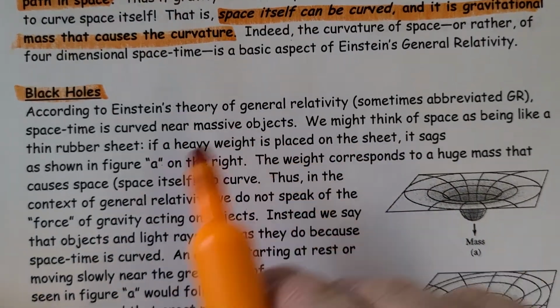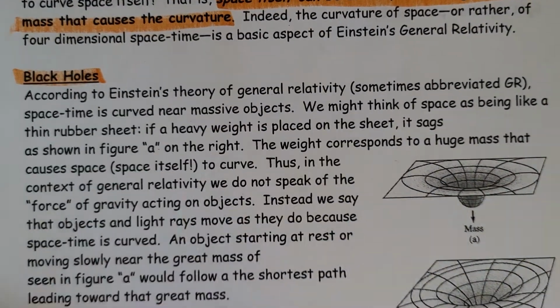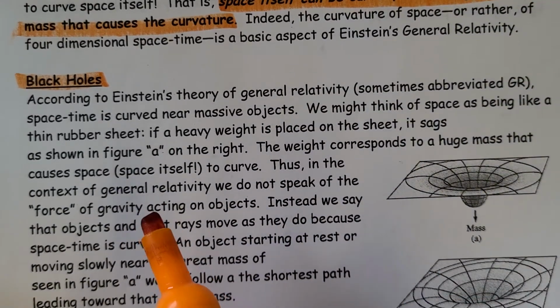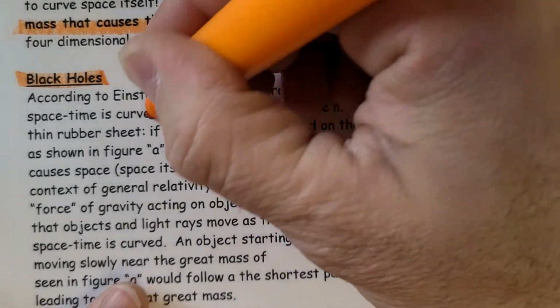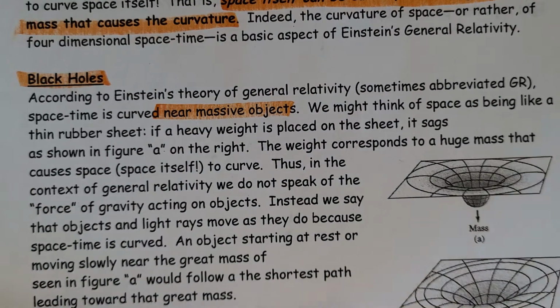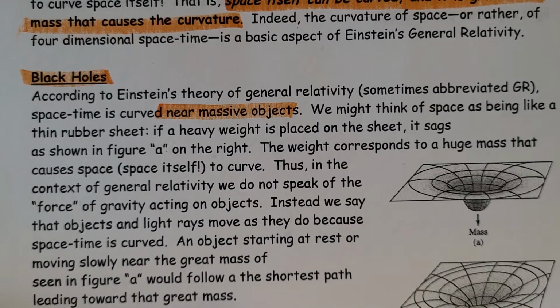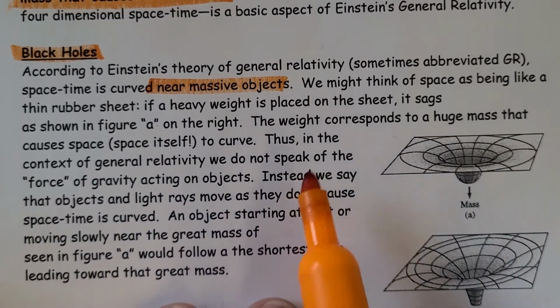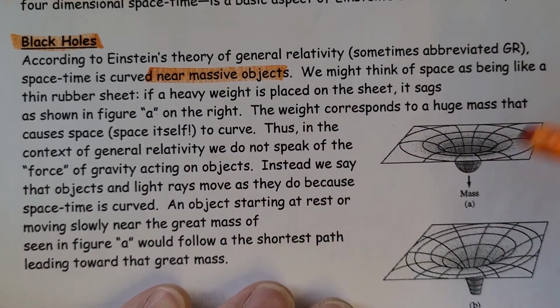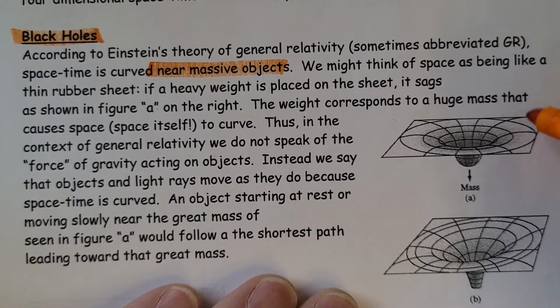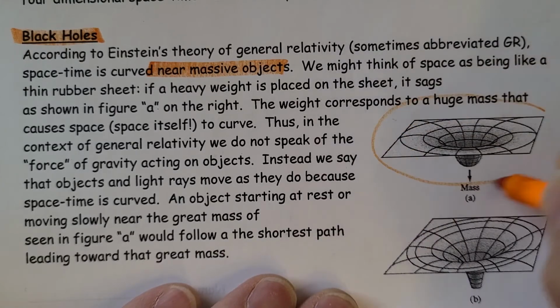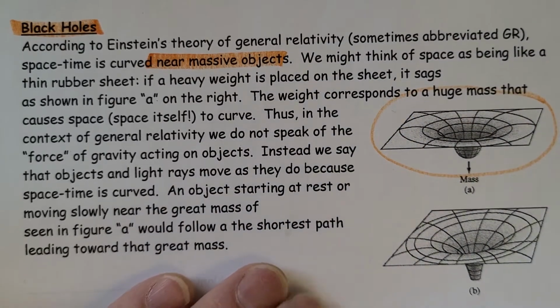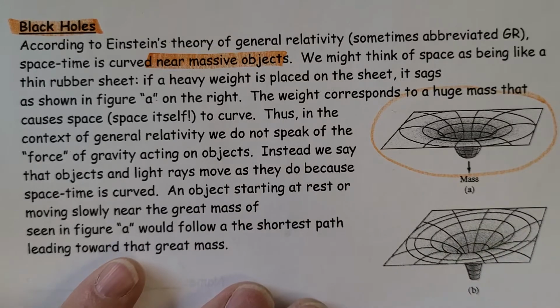According to Einstein's general theory of relativity, sometimes abbreviated GR, space-time is curved near massive objects. So we're talking about objects even more massive than the sun. We might think of space as being like a rubber sheet. If a heavy weight is placed on the sheet, it sags down, as you see here. And this reminds me of one of those donation coin machines that you see, I think in Dairy Queen they usually have them, or some grocery stores like Safeway.